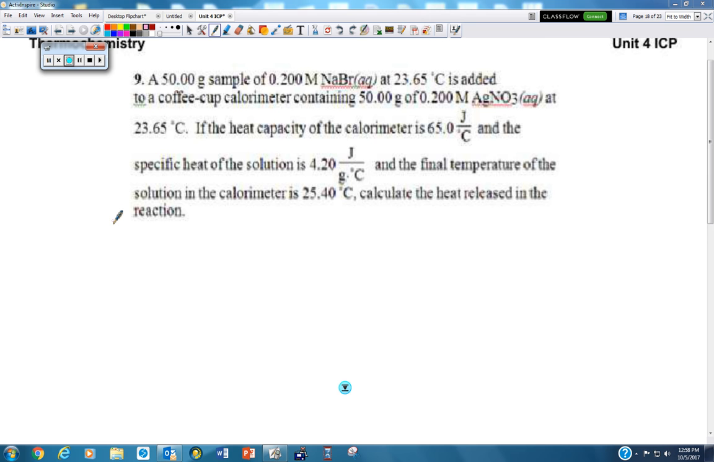Looking at this problem, it's going to have a heat capacity. So we have that capital C, so that means we're going to have a Q loss that we have to deal with as well. So in this problem, we're going to have to deal with those at multiple places. So let's go ahead, set this one up. We have a 50-gram sample of 0.2 molar sodium bromide.